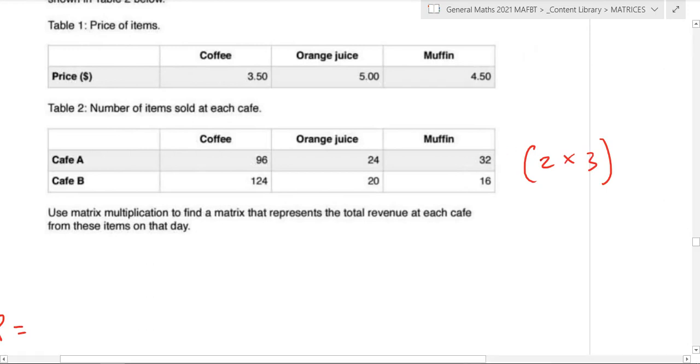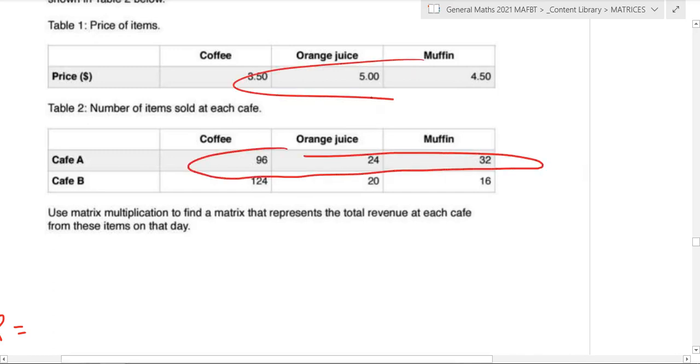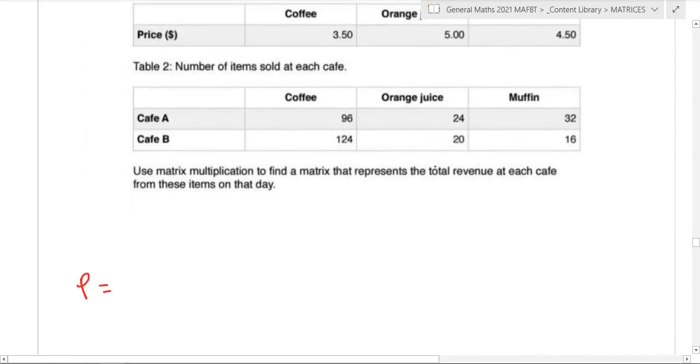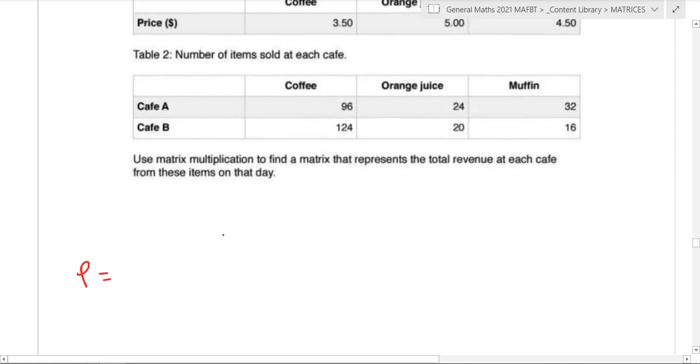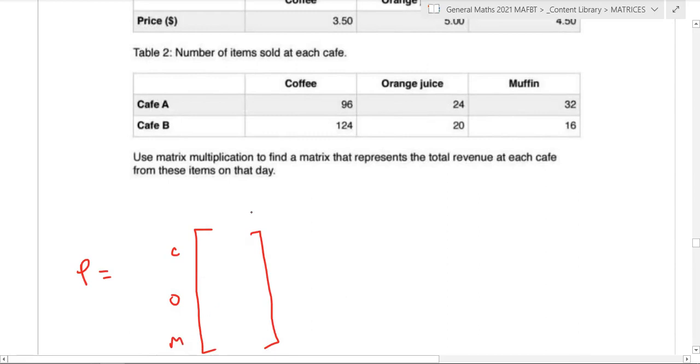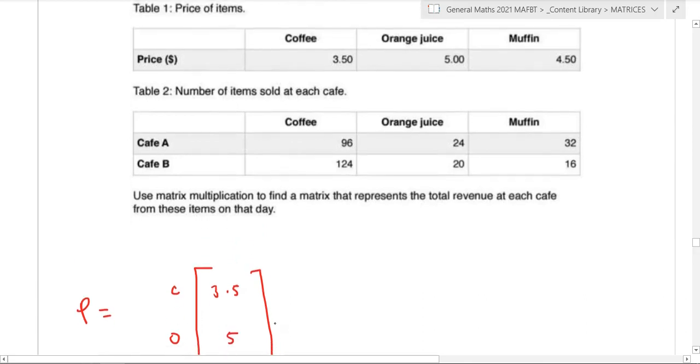Because remember, the principle is that you want to be able to multiply all of this with all of this. So in order to do that, it has to be row times this, but as a column. So let's change table 1, and we'll call it P, into a column matrix, because that will enable us to multiply it. So you've got coffee, orange, and muffin, and the prices are $3.5, $5, and $4.5.